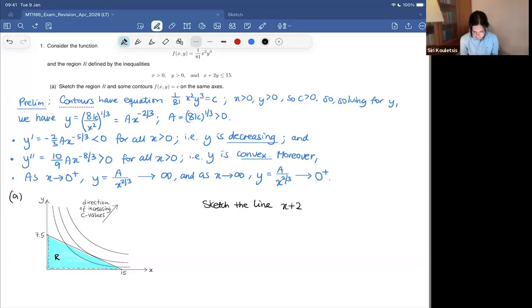So this is the line x plus 2y equals 15. I just need 2 points on the line to sketch it. A convenient value to choose for x is x equals 0, which gives us that 2y is 15 and therefore y is 7.5. And when y equals 0, then x equals 15.